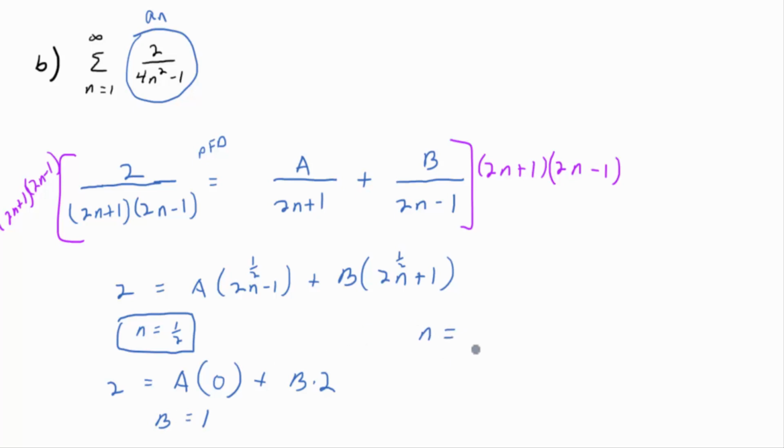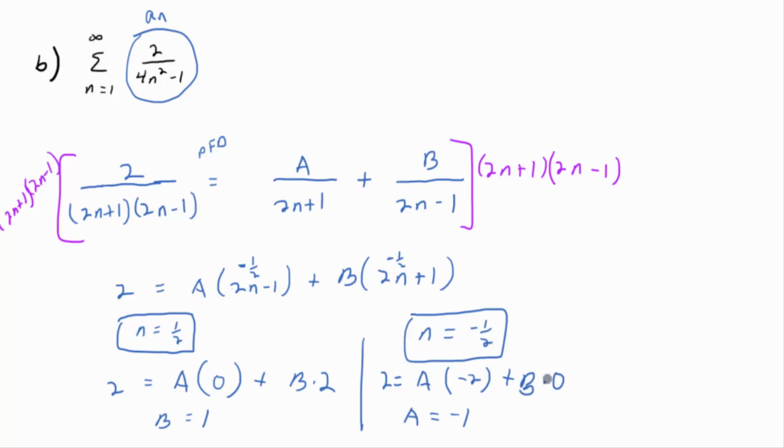What's another thing to let n equal, to get the B term to go away? Not plus 1/2, but negative 1/2. So in that case, we get 2 on the left side, and then A times 2 times negative 1/2, which is negative 1 minus 1, so negative 2, which means A equals negative 1. And remember, this term went away; I didn't put in the plus B times 0, but it went away.